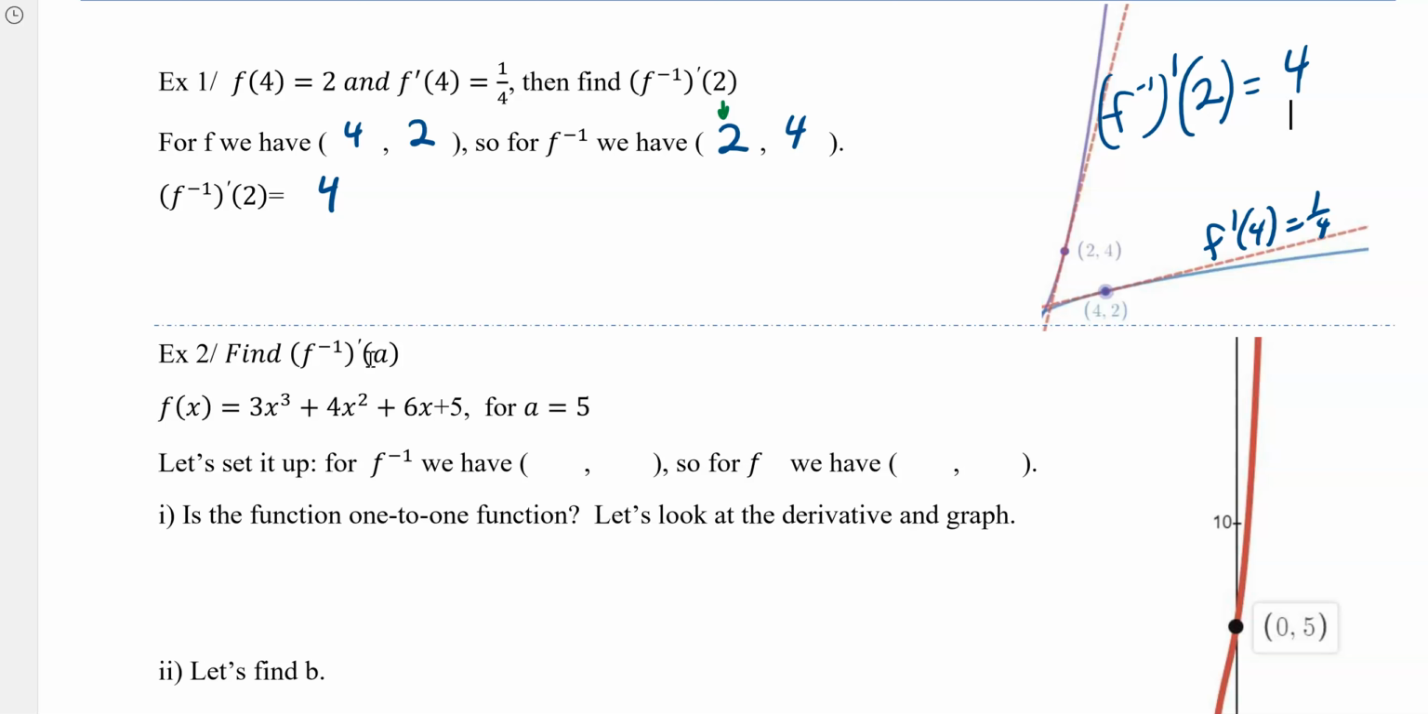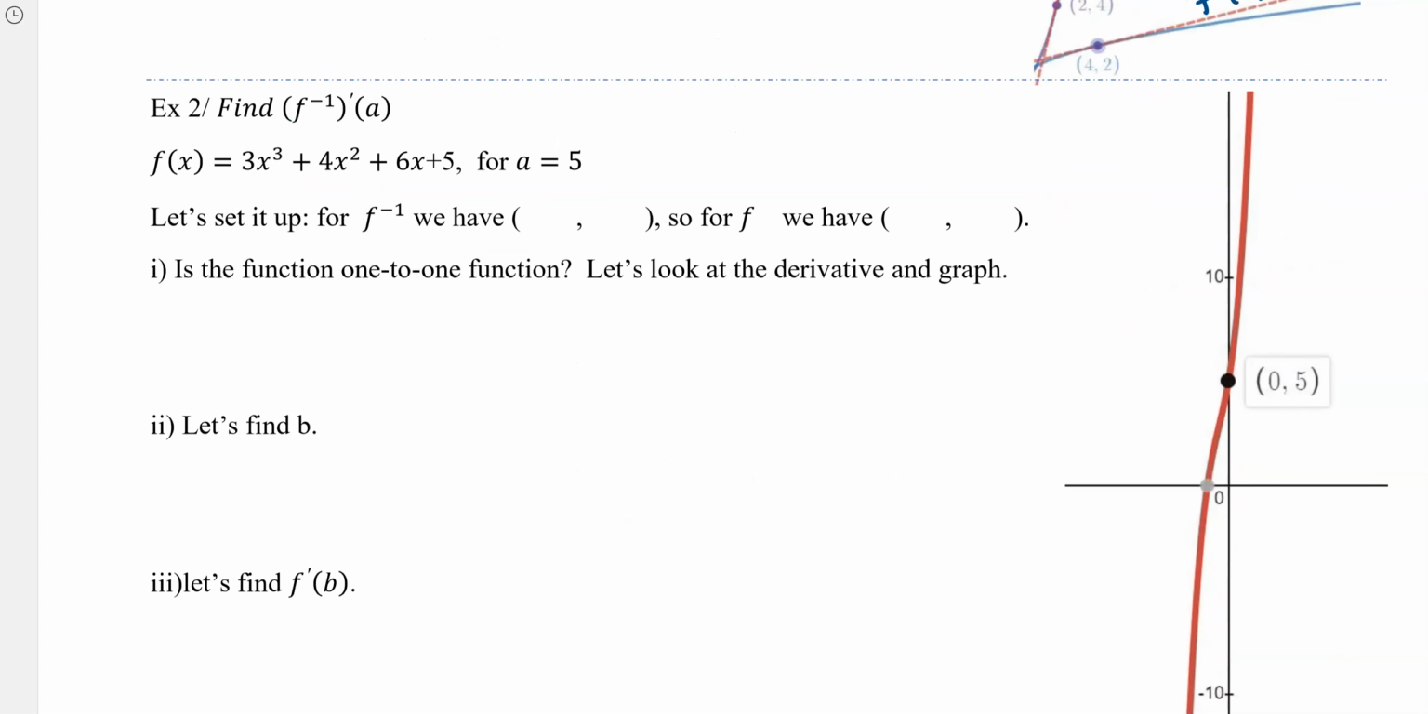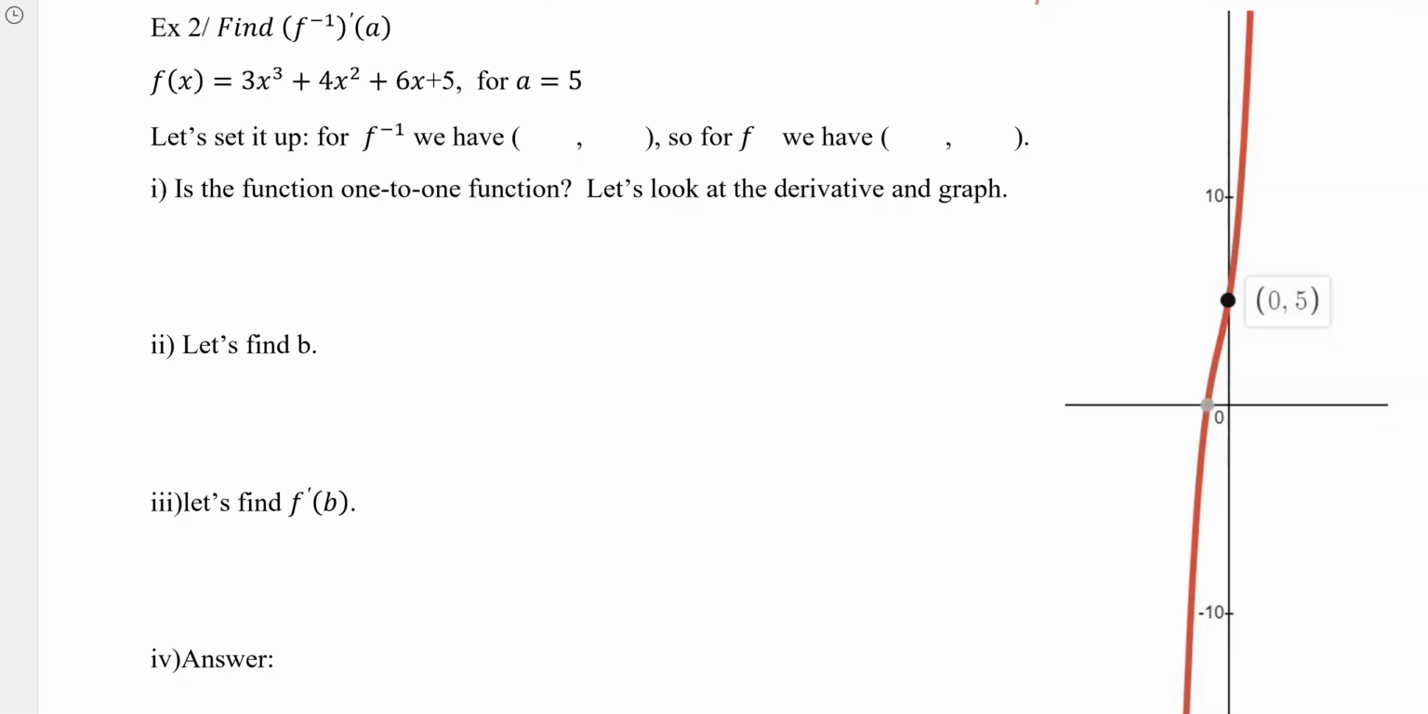Okay, let's try one. So we have our function here, and we're going to be looking for the derivative of the inverse at a. So let's set this up to get an idea of what's going on here. Our a here is what we're plugging into the inverse. What that means is it's our x-coordinate for our inverse. So it's the y-coordinate for our function f.